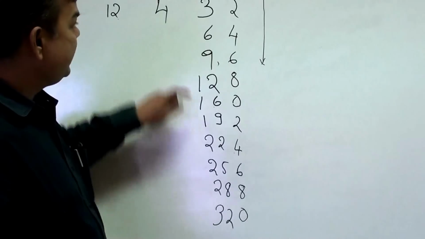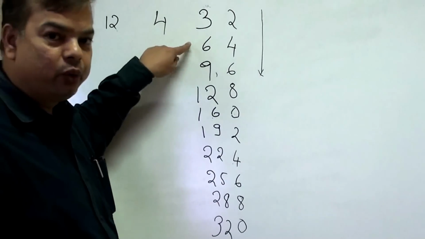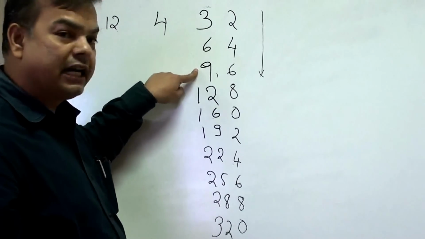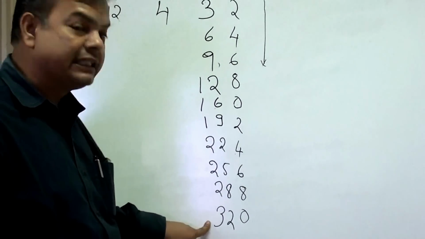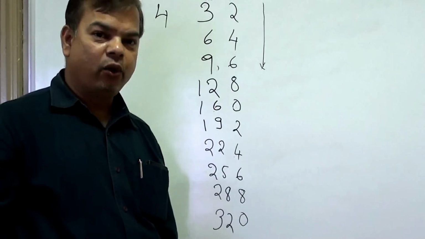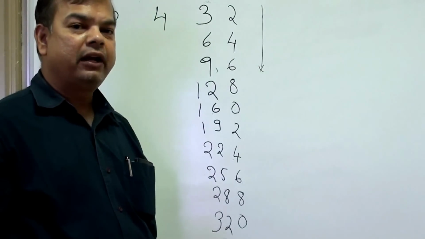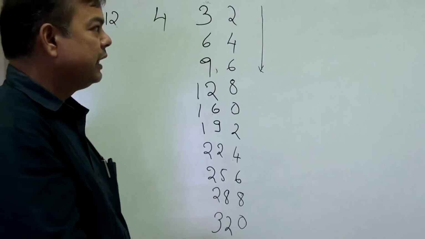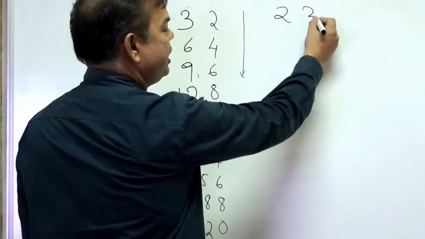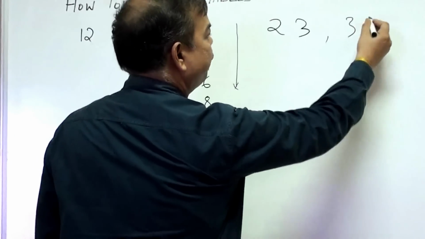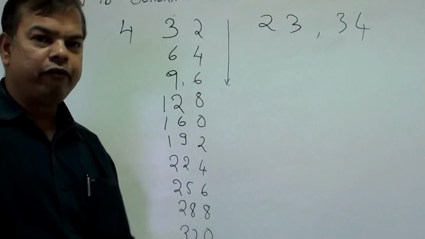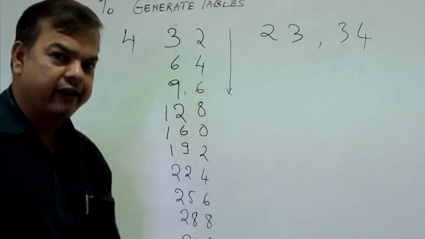So you can see 32 ones are 32, 32 twos are 64, 32 threes are 96, and like that 32 tens are 320. I hope you have found this very interesting, and you can now try for other numbers like 23, 34 or whatever number you want using the same technique. Thank you very much.